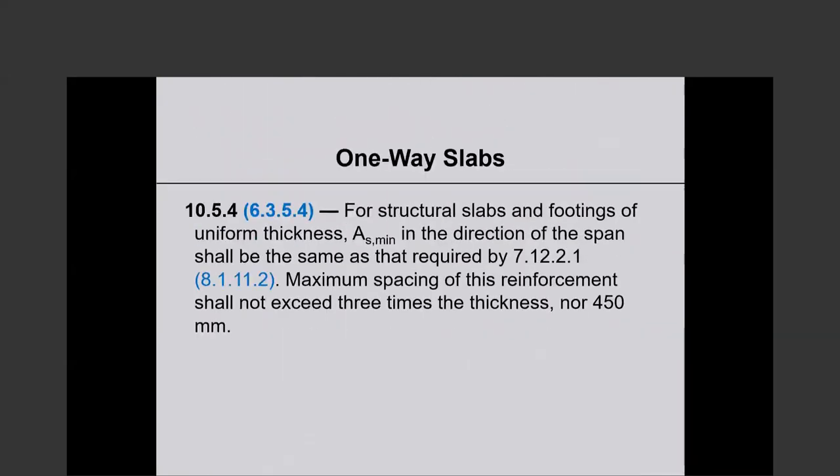I do not know that I need to point anything else out. Yeah, the final thing is this. So for structural slabs and footings of uniform thickness, the minimum reinforcement in the direction of span shall be the same as the shrinkage reinforcement. You cannot go below 0.18%. Maximum spacing of this reinforcement shall not exceed 3 times the thickness nor 450 millimeters.